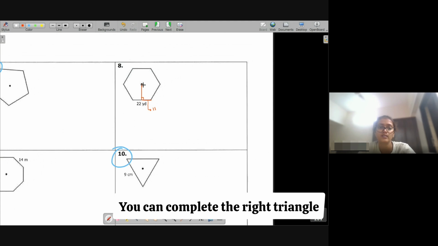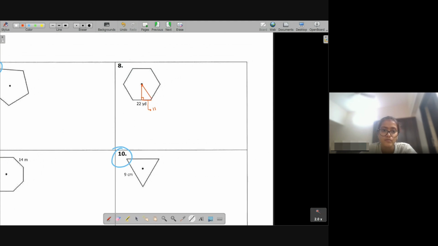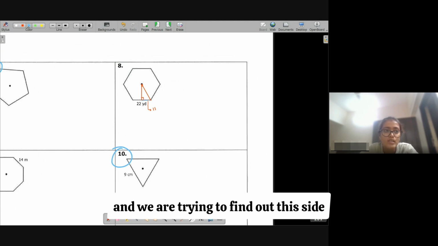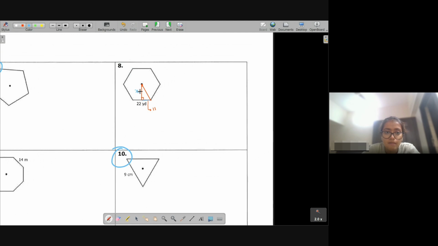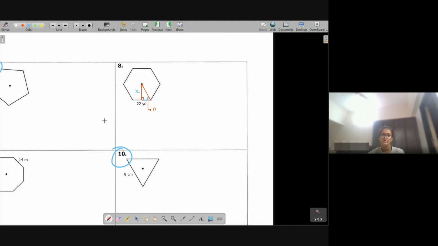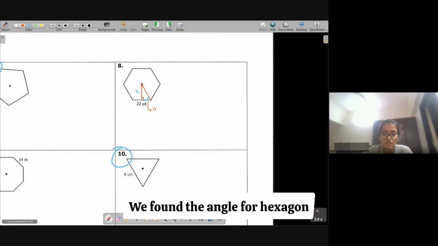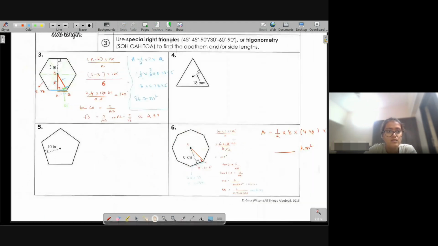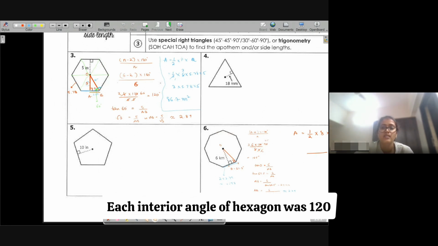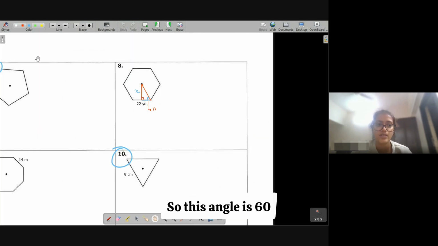You can complete the right triangle. This time you know this side, and we are trying to find out this side. Let's call it X. And again, you can find out this angle. What will be this angle? And again, you can use trig. This is a hexagon, 1, 2, 3, 4, 5, 6. We found the angle for hexagon. Each interior angle of hexagon was 120, so half of that will be 60. Theta is 60 degrees.